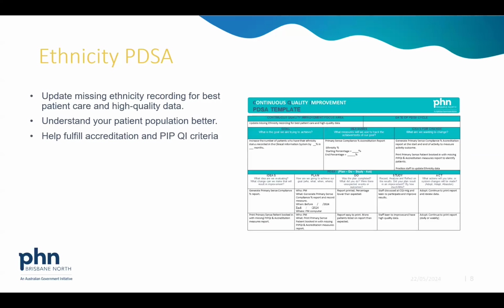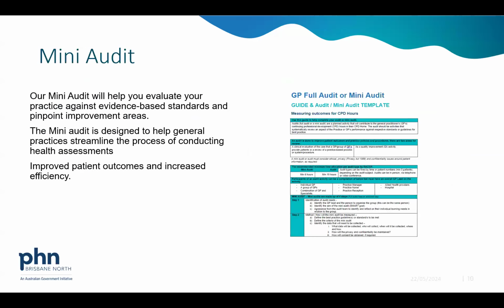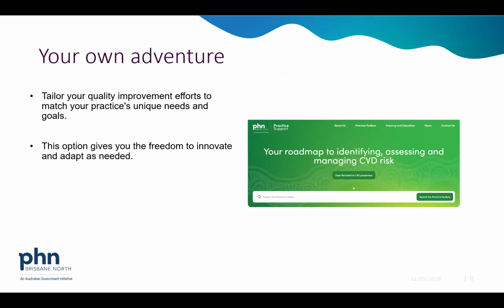So this is what the ethnicity PDSA looks like. As I said, it is already a pre-filled template. It's an example that you can follow. It's very simple for you to roll out in your practice. This is the Aboriginal and Torres Strait Islander Health Assessment PDSA that helps you increase those 715 health assessments in your practice. It is a pre-filled template, simple to follow, and we have the mini audit. This is what it looks like. This is a more convoluted process, but again, you have the support of the PHN behind you. If none of this is for you, again, you have the option to choose your own adventure.